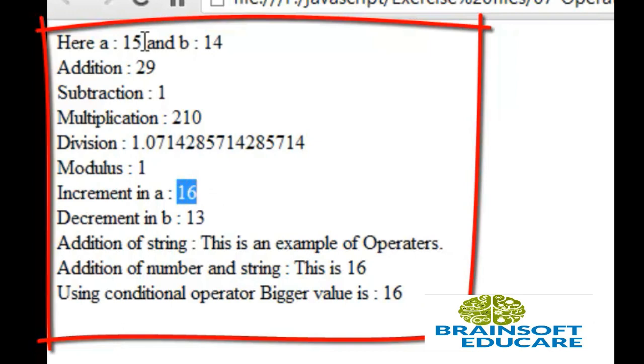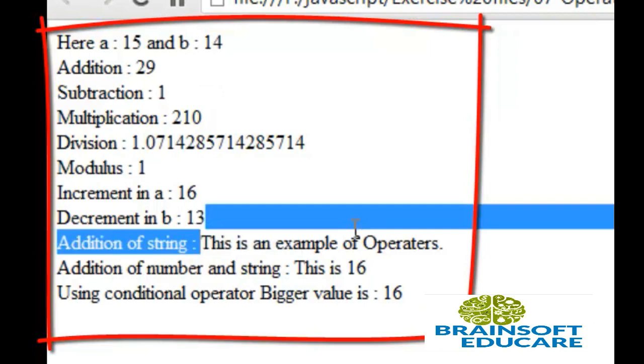Here increment of A. Earlier A's value is 15. Then we have used the increment operator. Then it becomes 16. Same way, B now has a value of 13. Same way we have used the decrement operator. So B's value becomes 13.